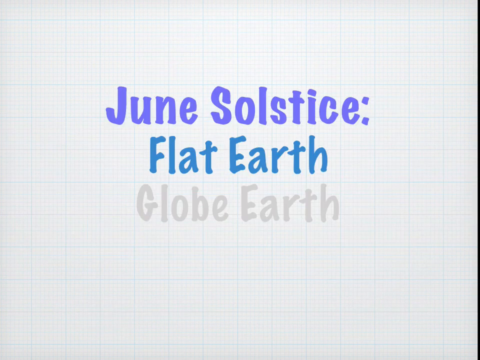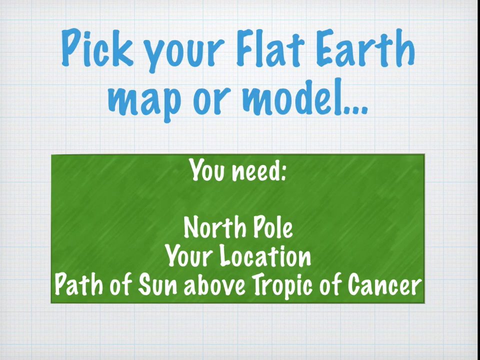So we're going to first do a flat Earth analysis. It doesn't really matter which flat Earth map you pick. The only thing you need is the fact that the sun travels around the North Pole. If your flat Earth map does not have that, then this analysis won't work. You need the North Pole, you need your location, and you need the path of the sun above the Tropic of Cancer. If you have these things on your map, whatever map you choose, you'll be able to do these calculations.